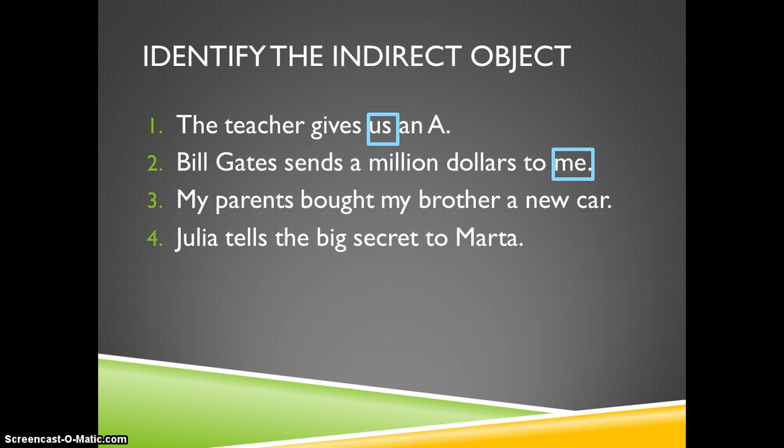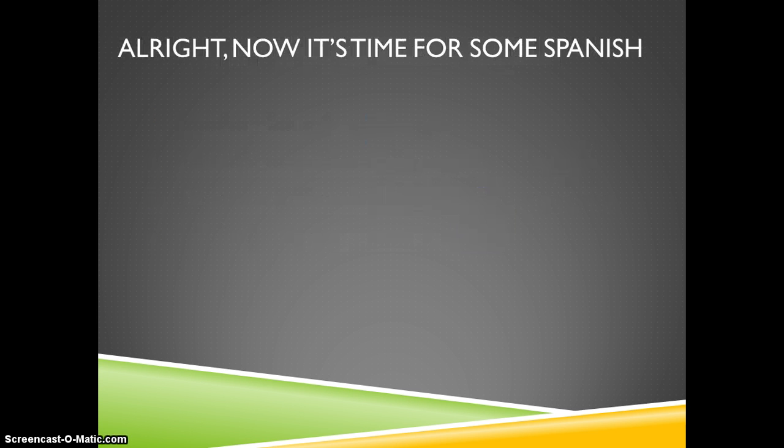My parents bought my brother a new car. Who do my parents buy a new car for? For my brother. And then finally, Julia tells the big secret to Martha. Who does Julia tell the big secret to? Martha. So those are our indirect objects in English.